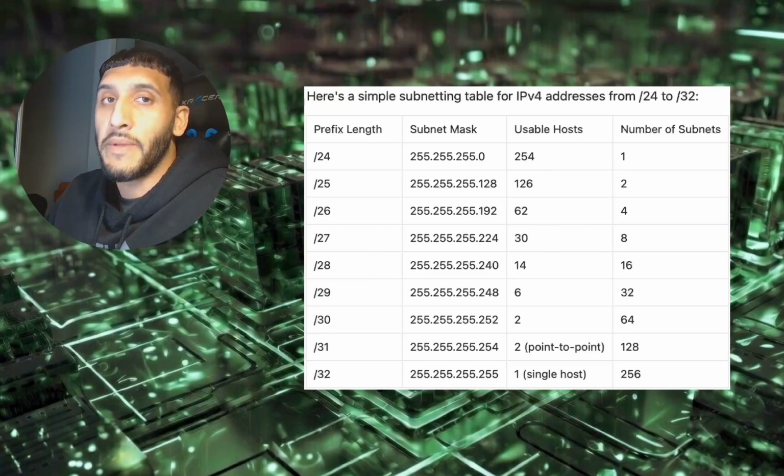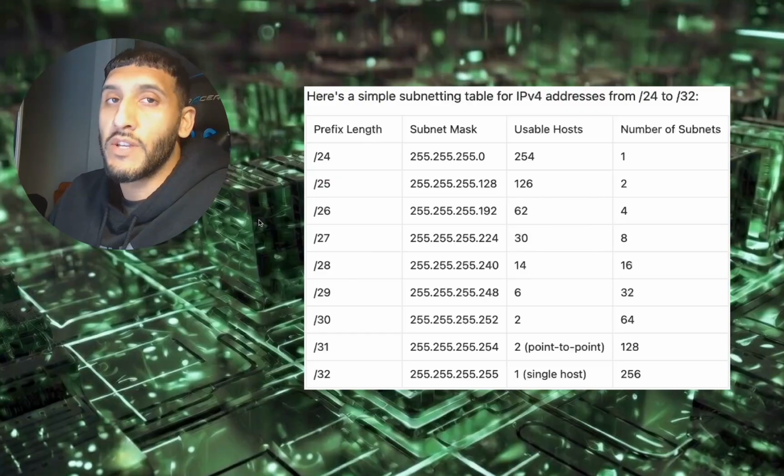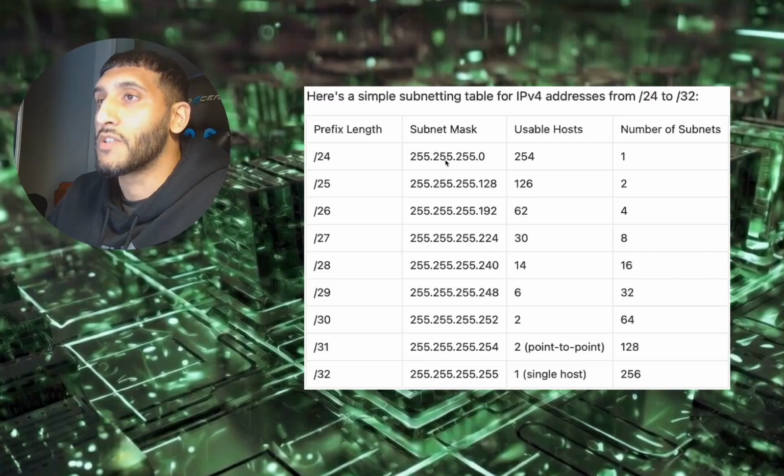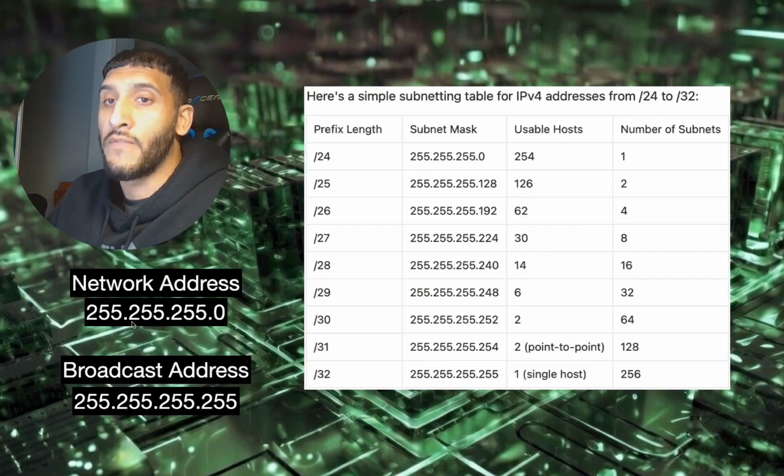That's because in every subnet you have to factor in the network address and the broadcast address. The network address is the first address within that subnet, and the broadcast address is the last address. So for this example here of a subnet mask 255.255.255.0, the network address is the first address, and the broadcast address is the last address. So you really only have 254 usable hosts.